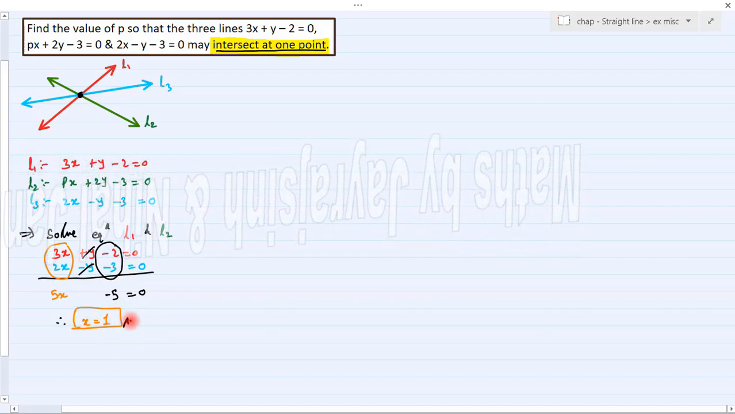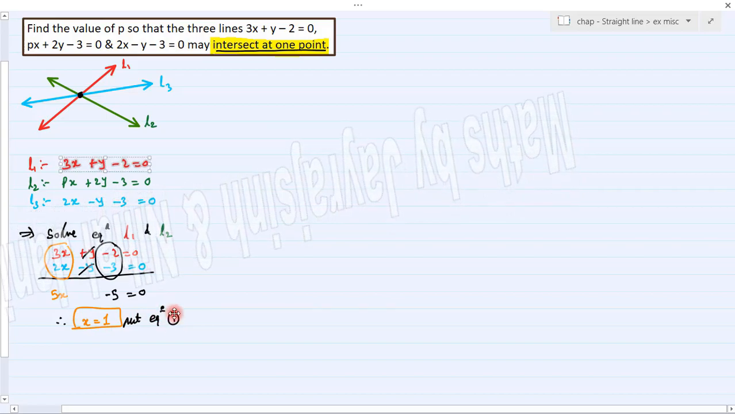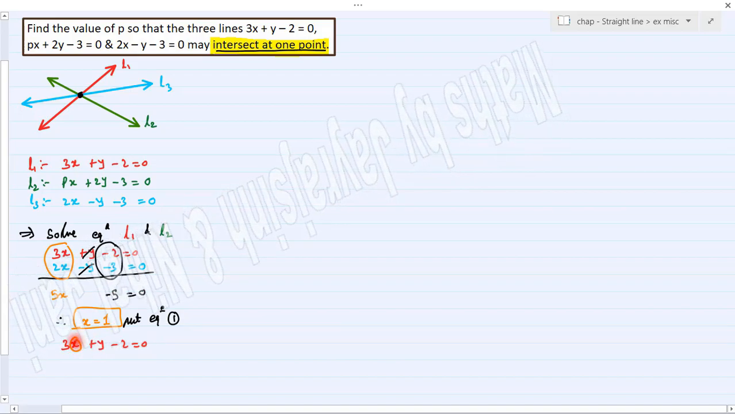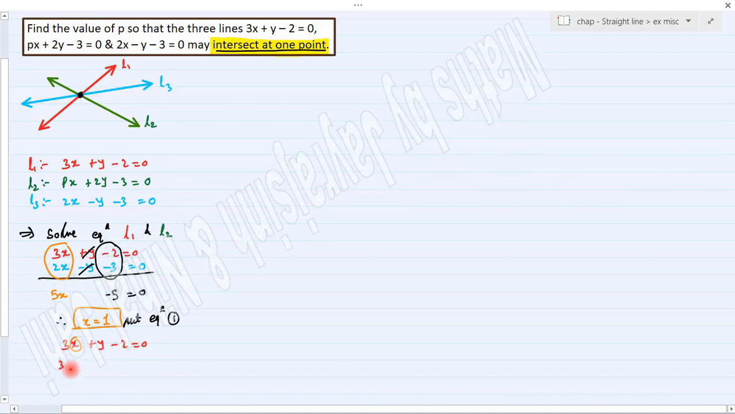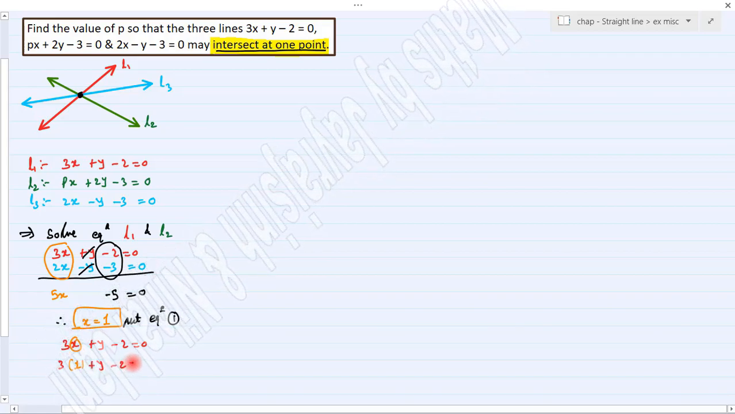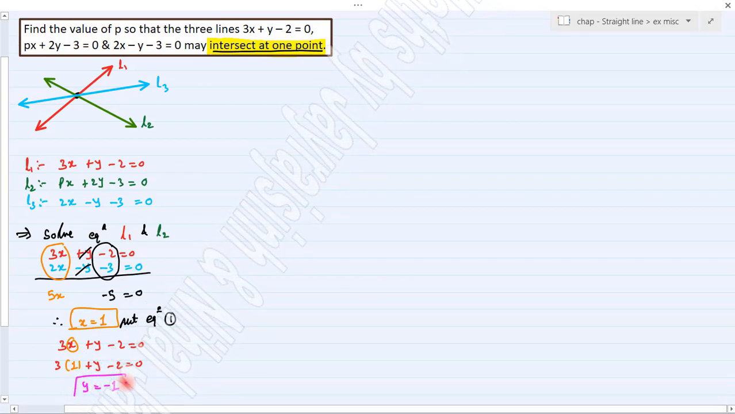Now we can substitute in any one of the equations. So let's put it in your first equation. We have to replace x by 1. So we'll get the value of y is equal to minus 1.